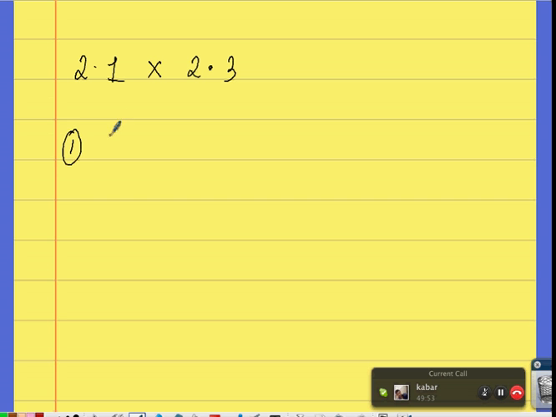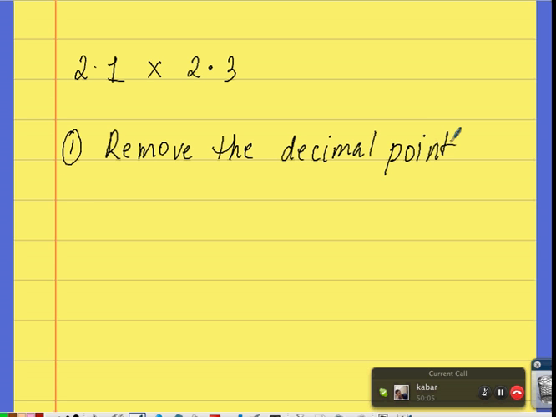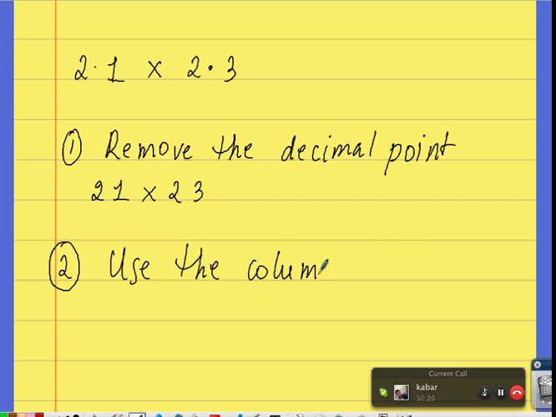So step 1, remove the decimal point. So in our case it becomes 21 times 23. Step 2, use the column method to figure out how much 21 times 23 is equal to.